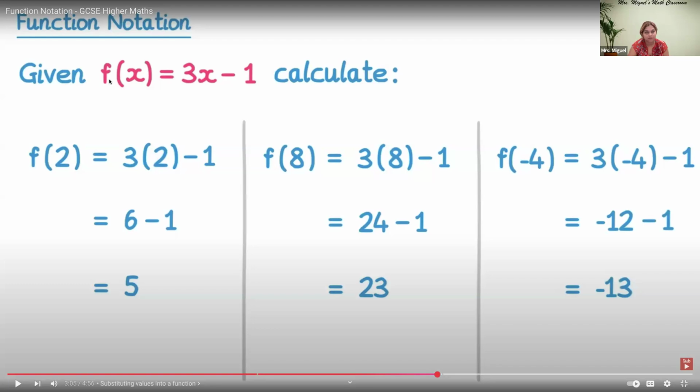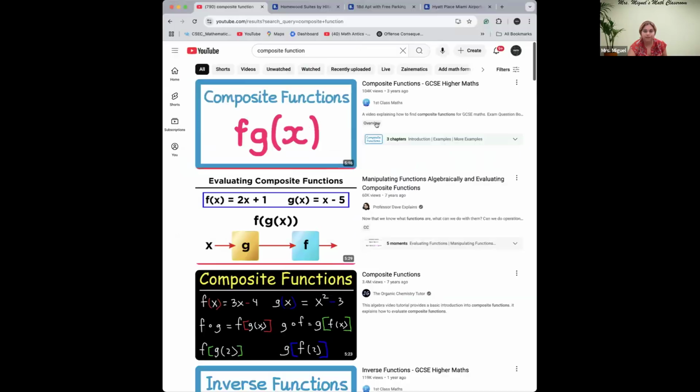In addition to function values, you are expected to know how to find composite functions and, most importantly, the inverse. So I'm just going to show you briefly the composite functions. We're going to the past papers, we will do those, and then we will go to the inverse. So let's look at this video.